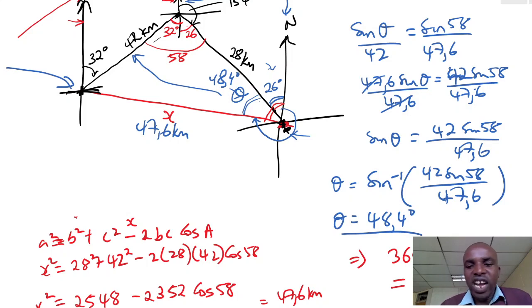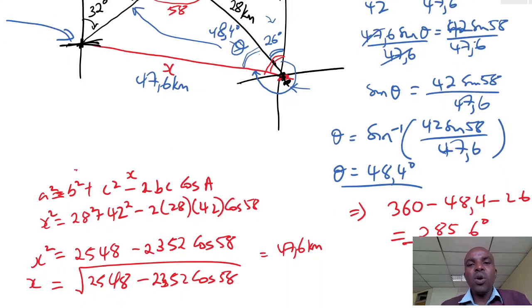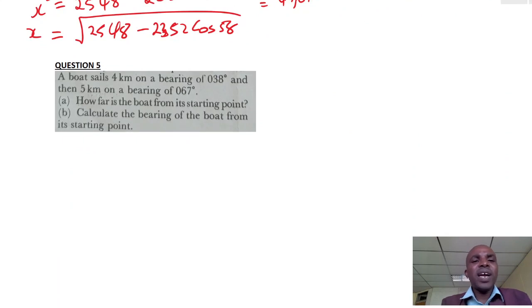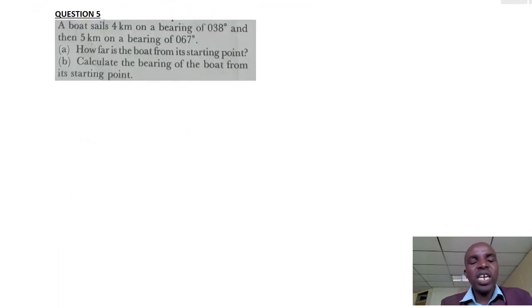Then it's 285.6 to one decimal place, angles in degrees, right? Take note of that part. So this is how you deal with questions like these ones. Right, the next part is still more like the same as the one that we've read out.